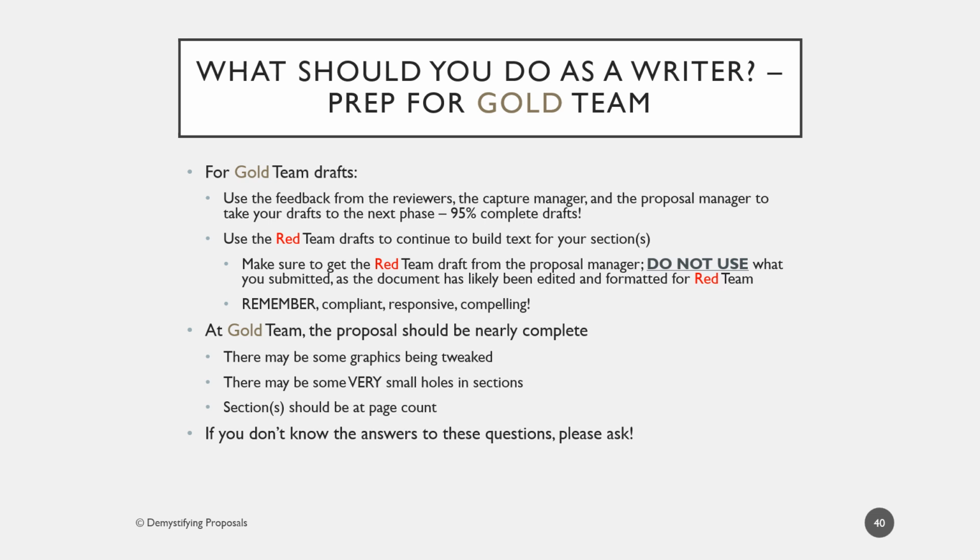So again, use the right font, use the right styles so that in your section, you can tell where you are relative to page count. As a reminder, do not use the draft that you submitted for red team to write your gold team. Get what the red team did, that document, from the proposal manager. It's probably in SharePoint somewhere, and then use that for your gold team drafts. If you don't know the answers to questions, please ask. If you can't find that red team document, ask. If you don't know whether your sections are at page count, ask. That's what the proposal manager is for.